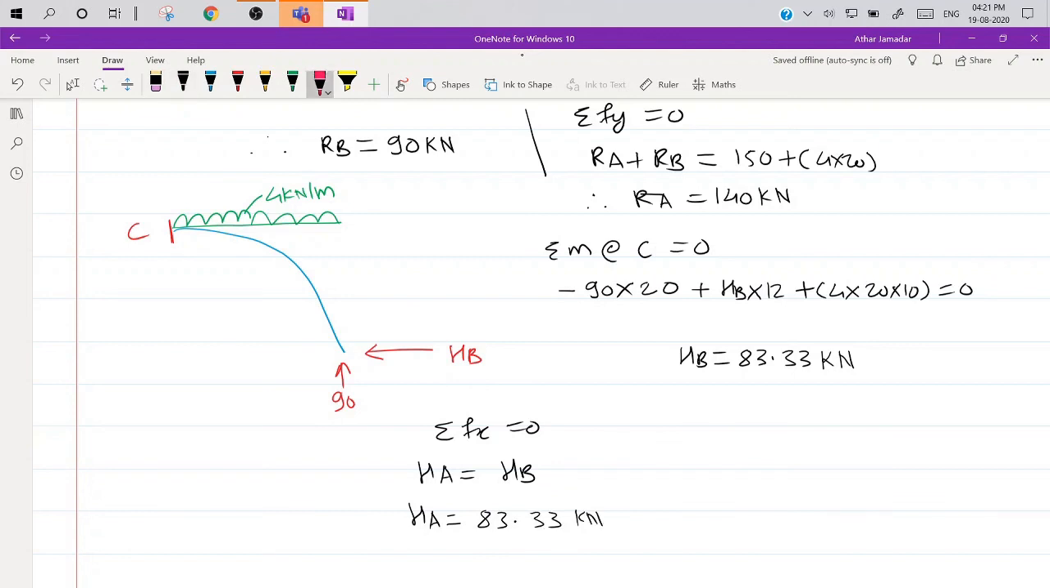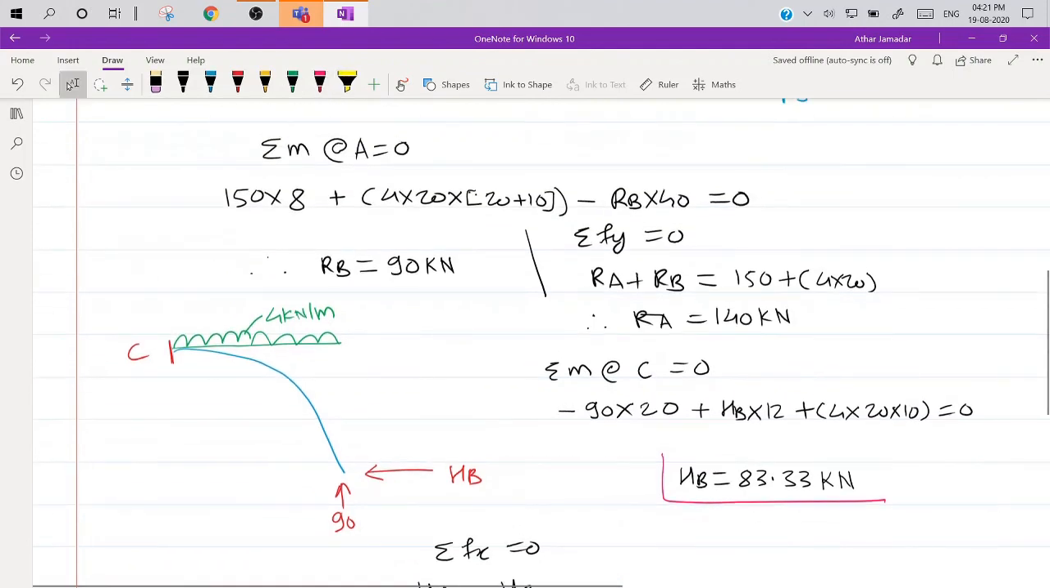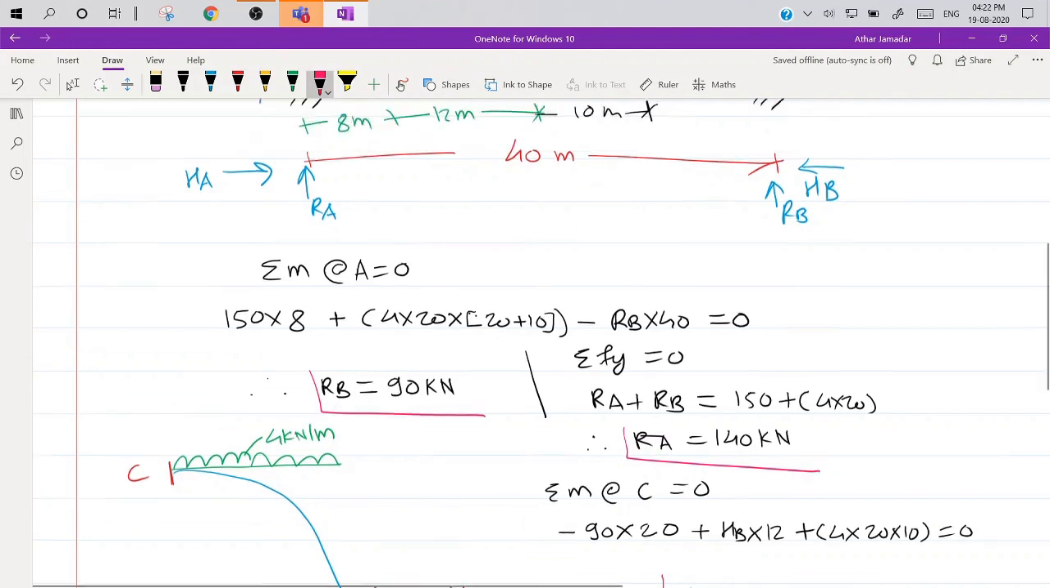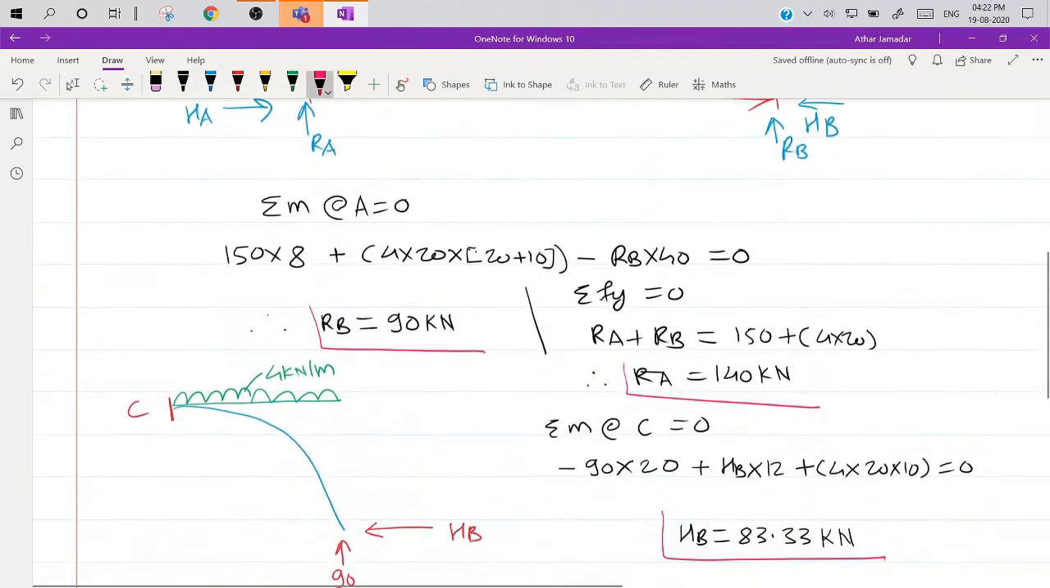So these are your final answers. Ha is equal to 83 kilonewton, Hb is equal to 83 kilonewton, and Rb is equal to 90 kilonewton and Ra is equal to 140 kilonewton. So these are your final answers for the reactions for this particular arch given.